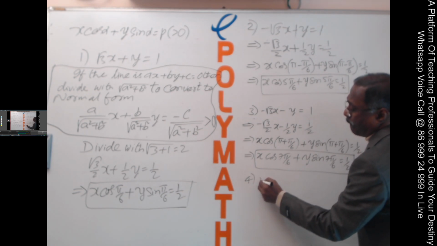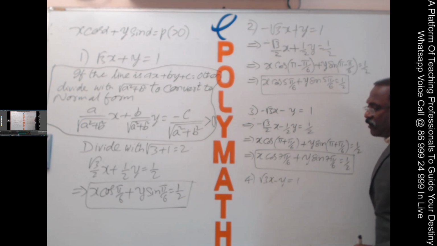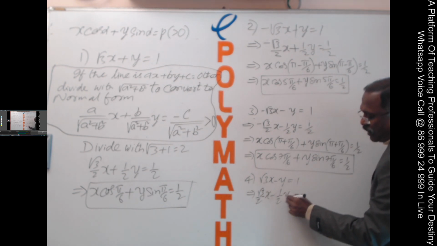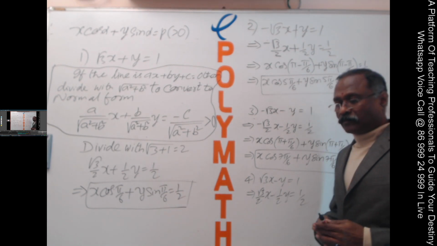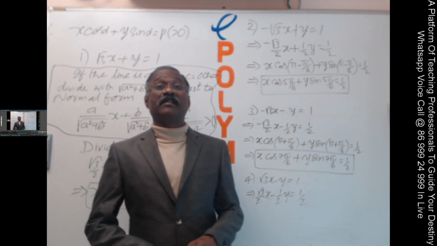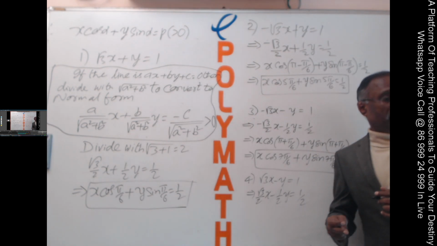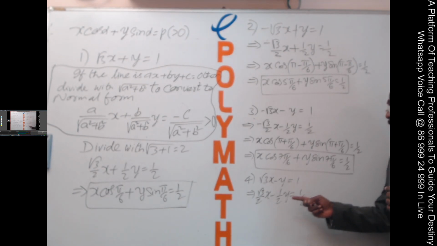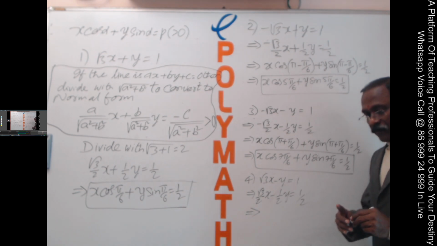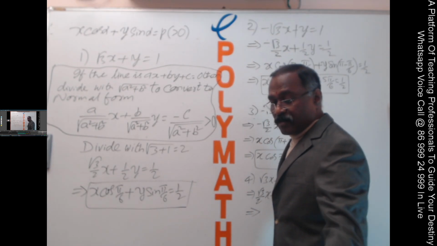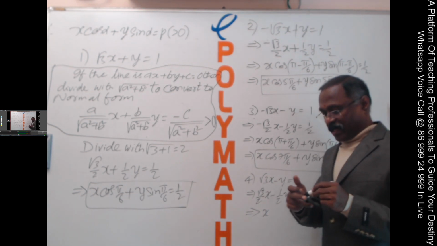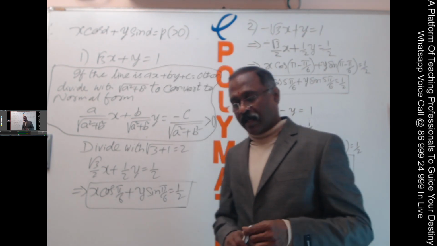Now finally, root 3x minus y is equal to 1. Same, divide with 2 only: root 3 by 2x minus 1 by 2y is equal to 1 by 2. You see that? Cos is positive and sine is negative. In which quadrant is it possible? The fourth quadrant. In the fourth quadrant cos is positive and sine is negative, and hence you have to place this in the fourth quadrant.